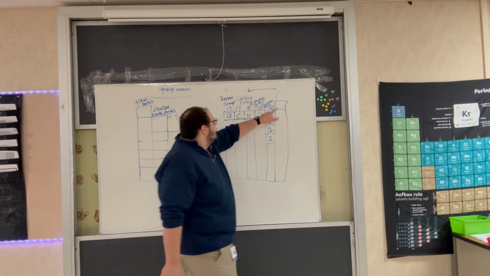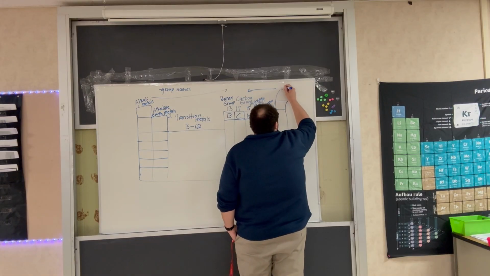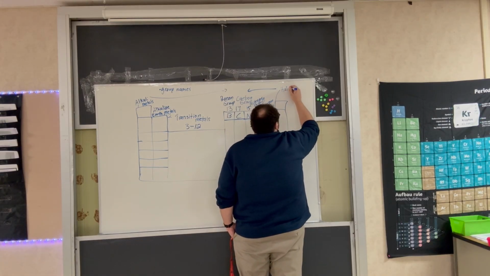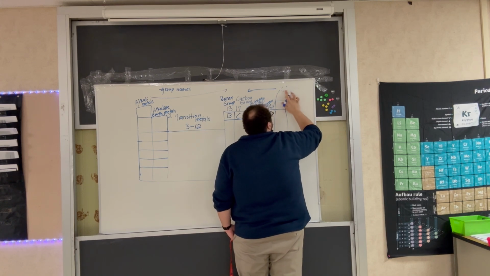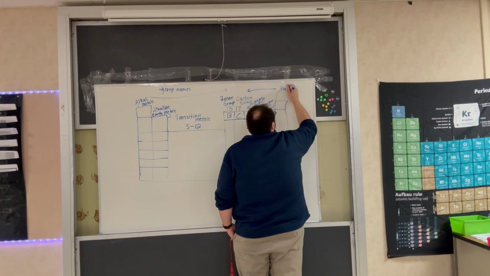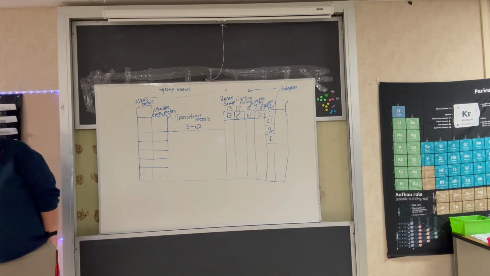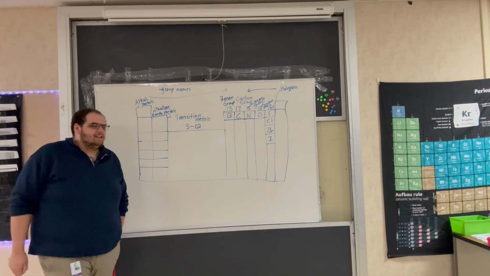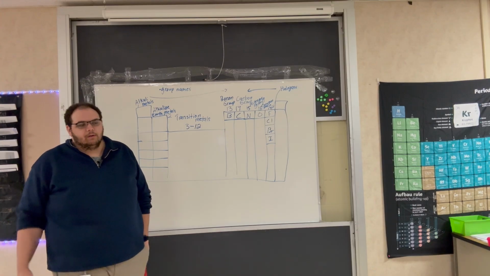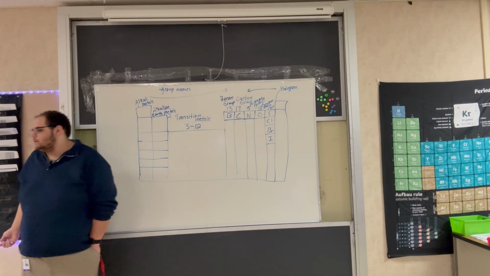Anyways, because they are the deadly ones, we call them the halogens. Have you ever heard the word halogenic? That means deadly if it's halogenic.